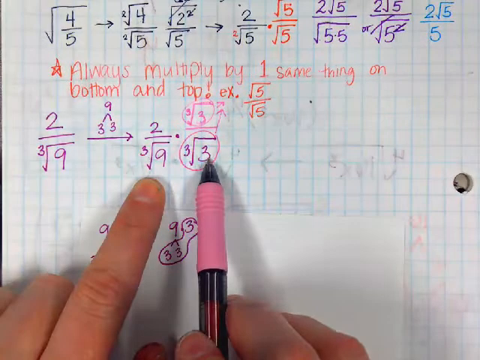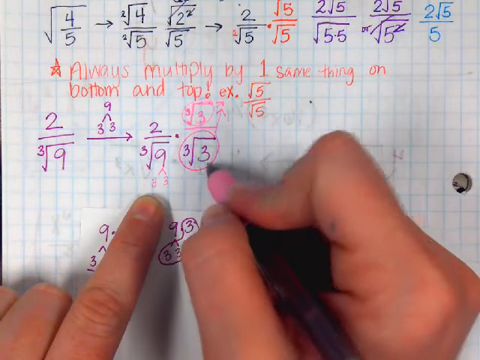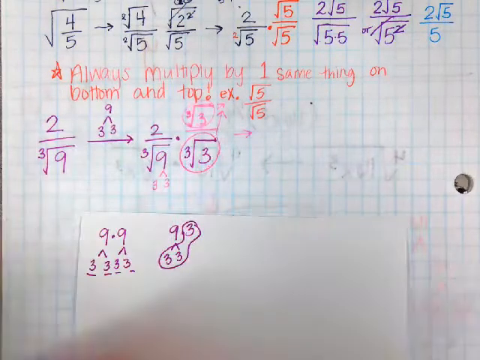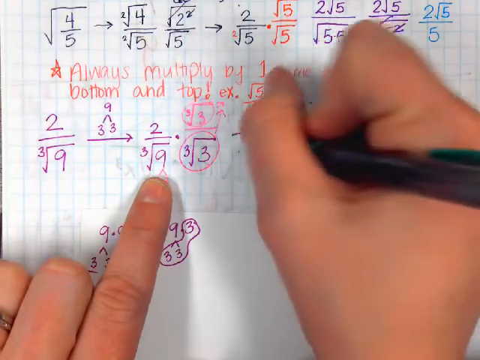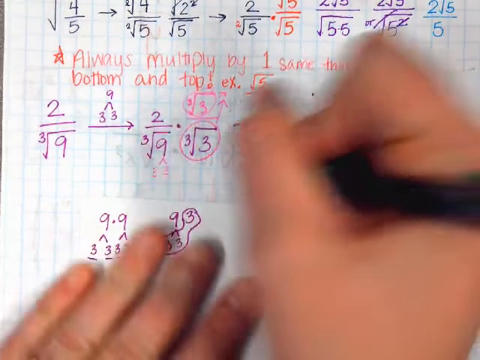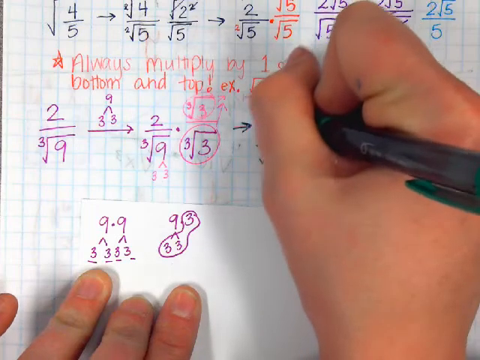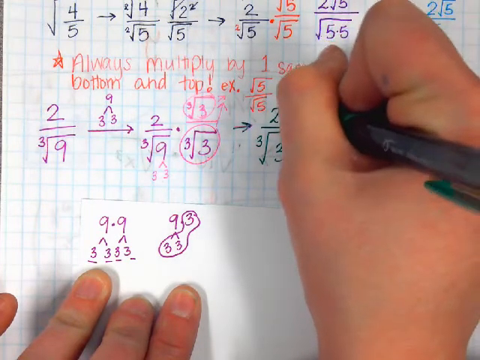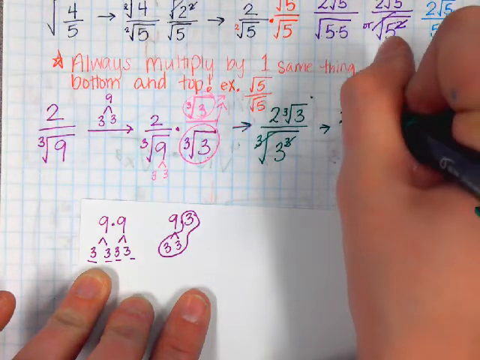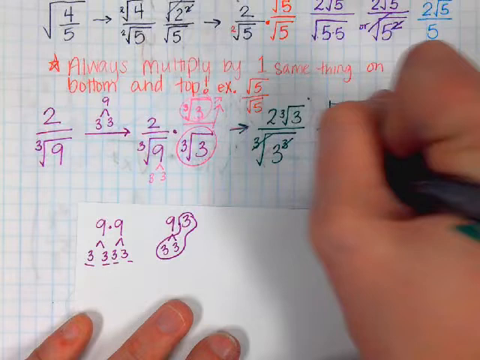of 3. Because 9 times 3, well, there's already 2 3's here, or 3 squared here, and then we can multiply by another 3 and it would be 3 cubed. So then this would become the cube root of 9 times 3, or 3 cubed, all under 2 cube root of 3. Cube root and cube cancel, so it'd be 2 cube root of 3 divided by 3.